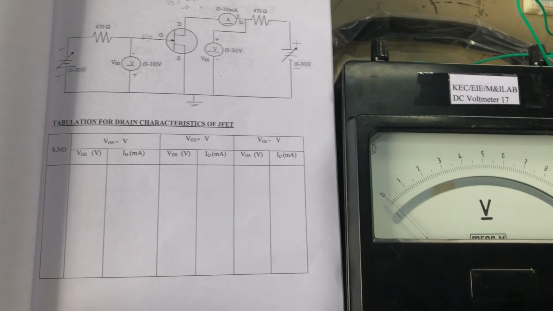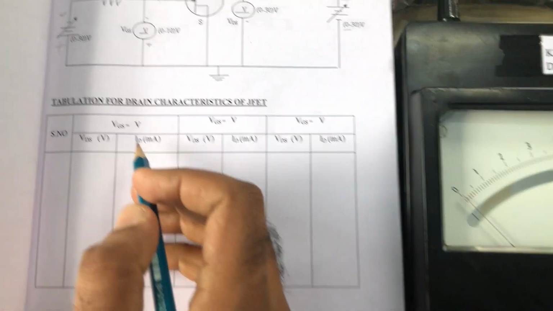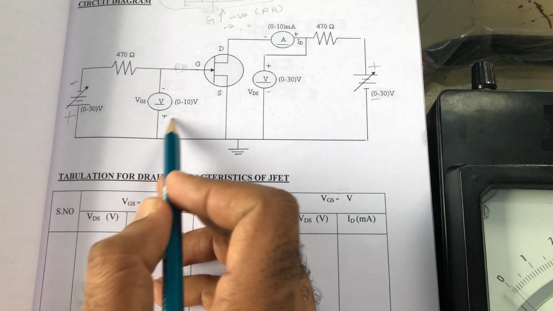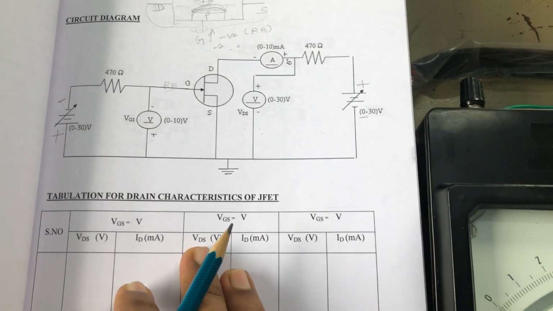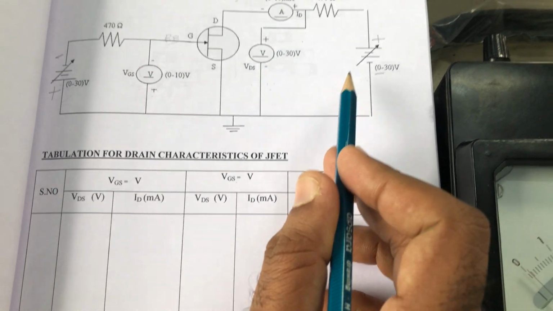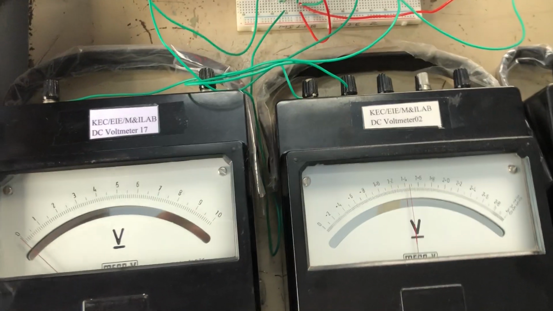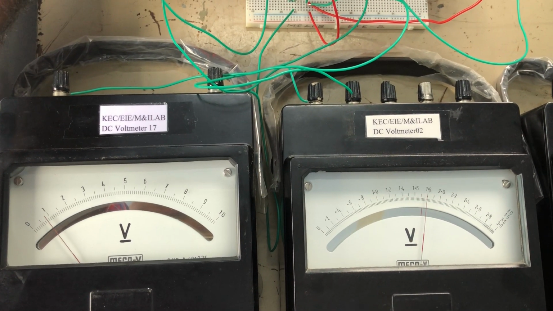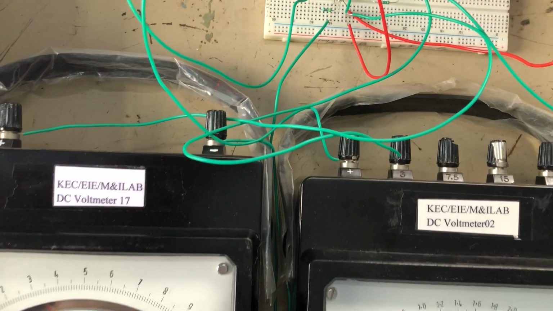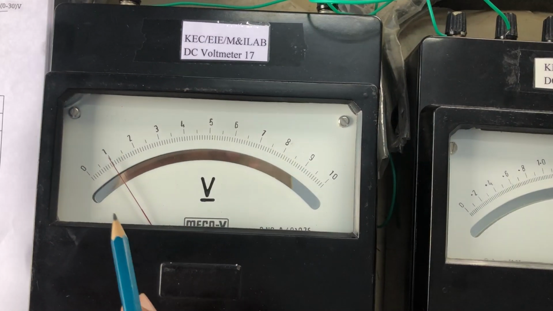So first, drain characteristics. Drain characteristics means we have to keep VGS, the gate to source voltage, constant. We have to keep one value as constant, and then we have to vary the RPS and take the readings. First, we will set one value and keep it constant. The scale used is positive and negative, so only one scale, that is the 10 scale.